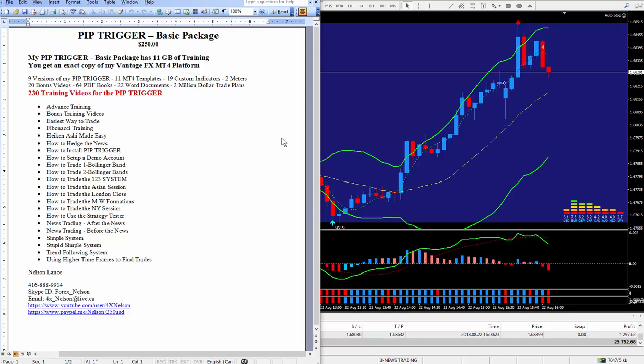So anyhow, that just about wraps it up for this trade. I'm going to go look for another trade, see if I can make another buck or two. Trading is fun once you master it.